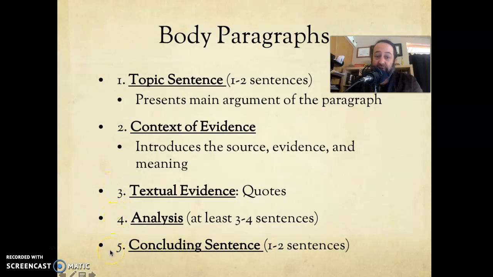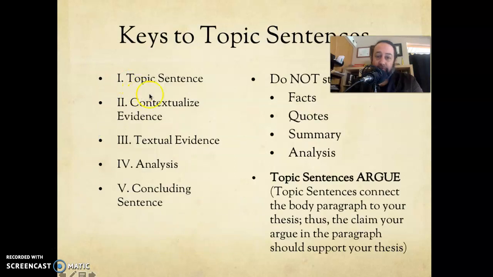And your concluding sentence has a couple of things going on there. Basically 2 things. You're looking to A, summarize what you just said in the paragraph, and B, transition into the next one. So part summary, part transition. And that makes a good body paragraph.